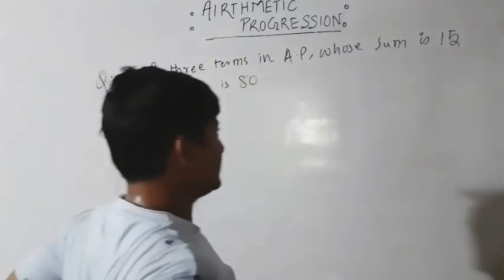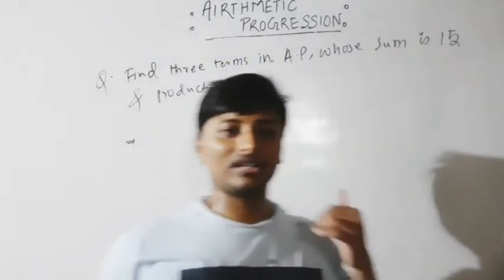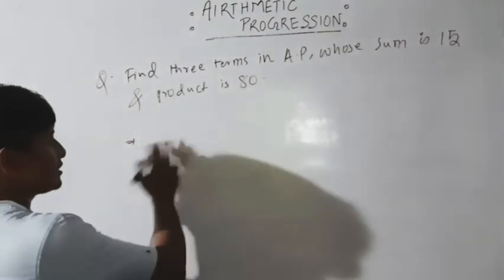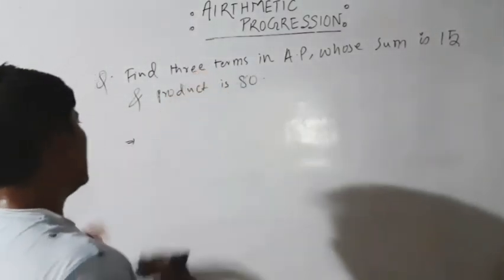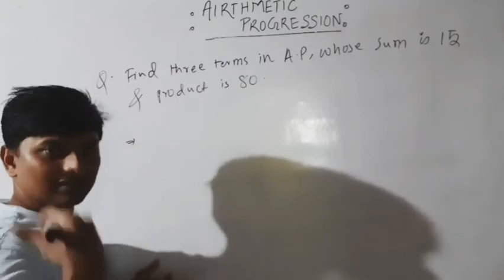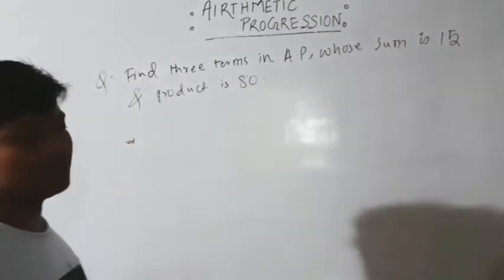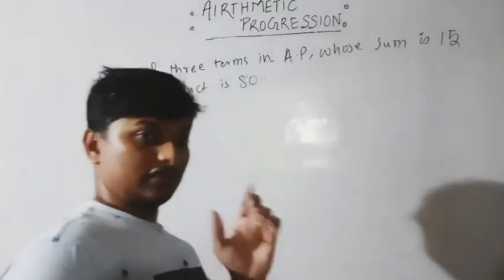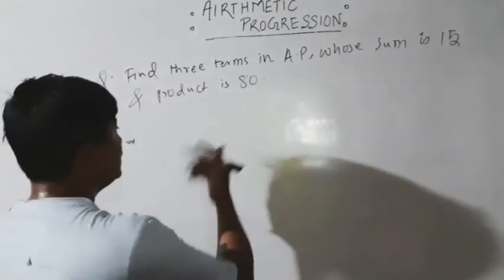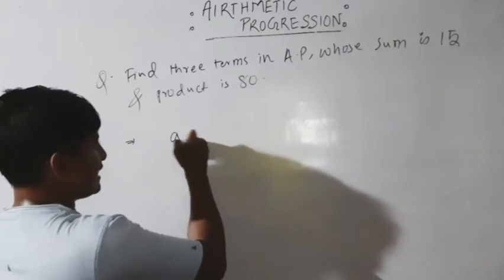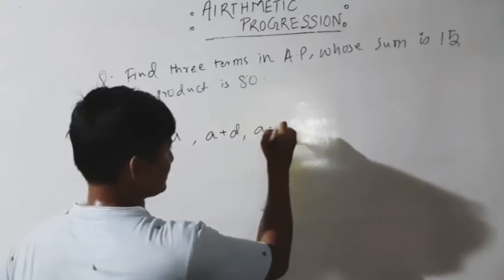Find three terms in AP whose sum is 15 and product is 80. So what I can do, see here, I have to take three terms, isn't it? So if you rewind back the video and start it from the first, you will see while deriving the formula for Tn, okay, for the nth term formula, we actually derived the series as a, a plus d, a plus 2d, isn't it?